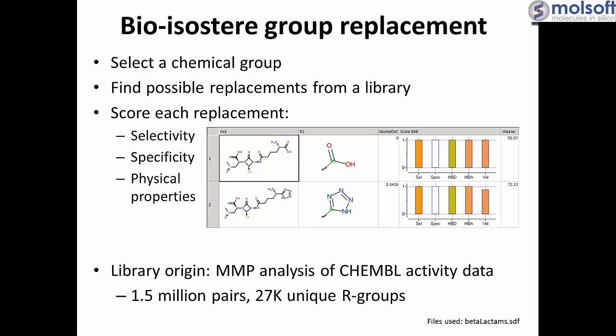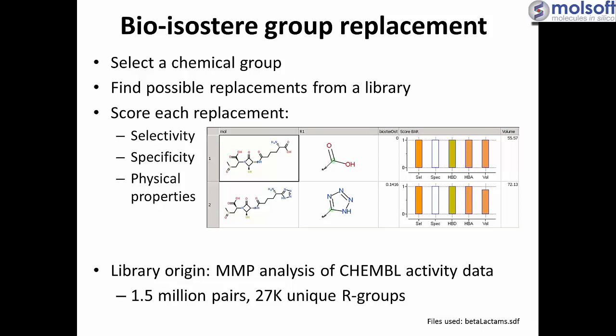So let me briefly describe how we build our database. We performed matched pair analysis on ChEMBL activity data, and we ended up with 1.5 million pairs and 27K unique R groups. In that analysis, we looked for single point variations which lead to similar activity in some assay, or one or two more assays. So we built this database. It actually ships with ICM Chemist, so you don't need to download anything. The file is in the distribution, so once you have ICM Chemist, you already have this database.